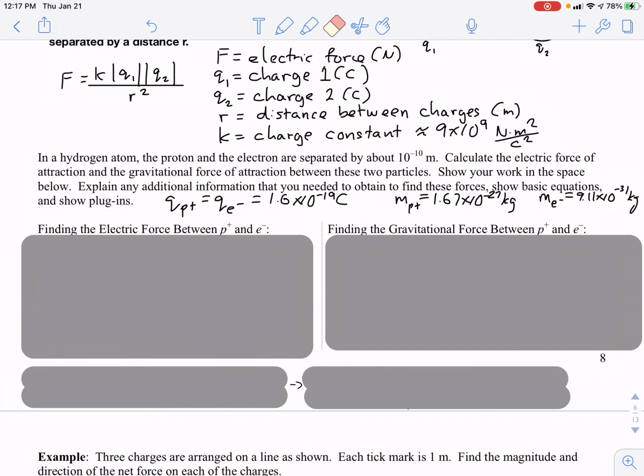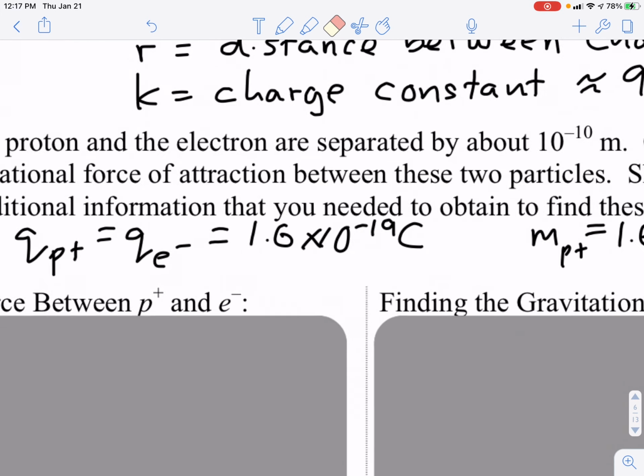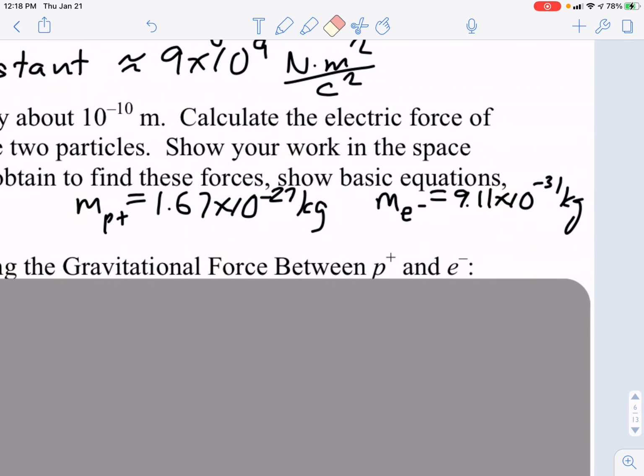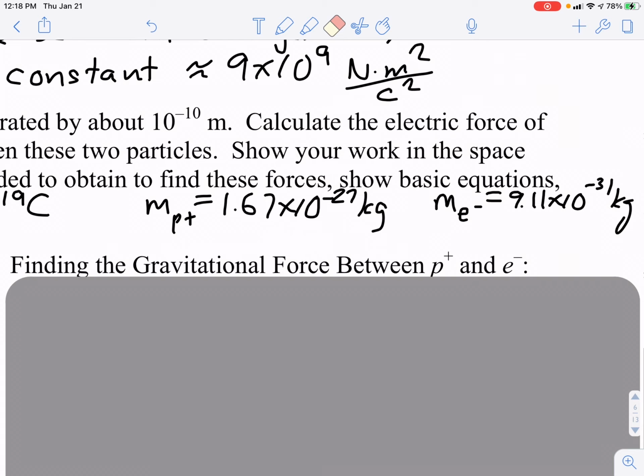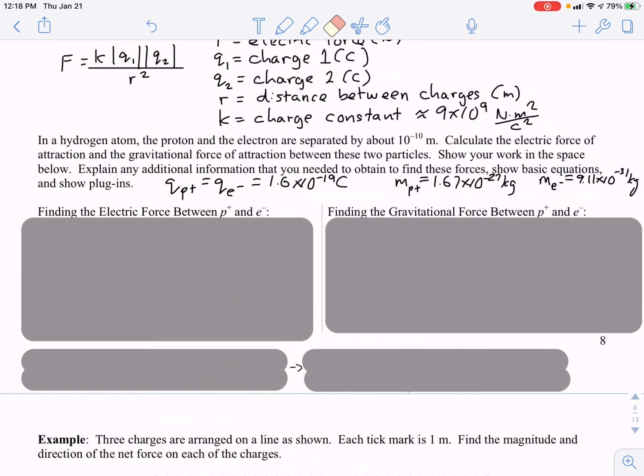Well, we need to know the charges for a proton and electron, and that's about 1.6 times 10 to the negative 19 coulombs. It's the same for both. We also need to know the relative masses, the approximate masses for protons and electrons. The approximate mass of a proton is about 1.67 times 10 to the negative 27 kilograms, whereas the mass of an electron is approximately 9.11 times 10 to the negative 31 kilograms. Let's take a look at the calculations. Find the electric force between a proton and electron.